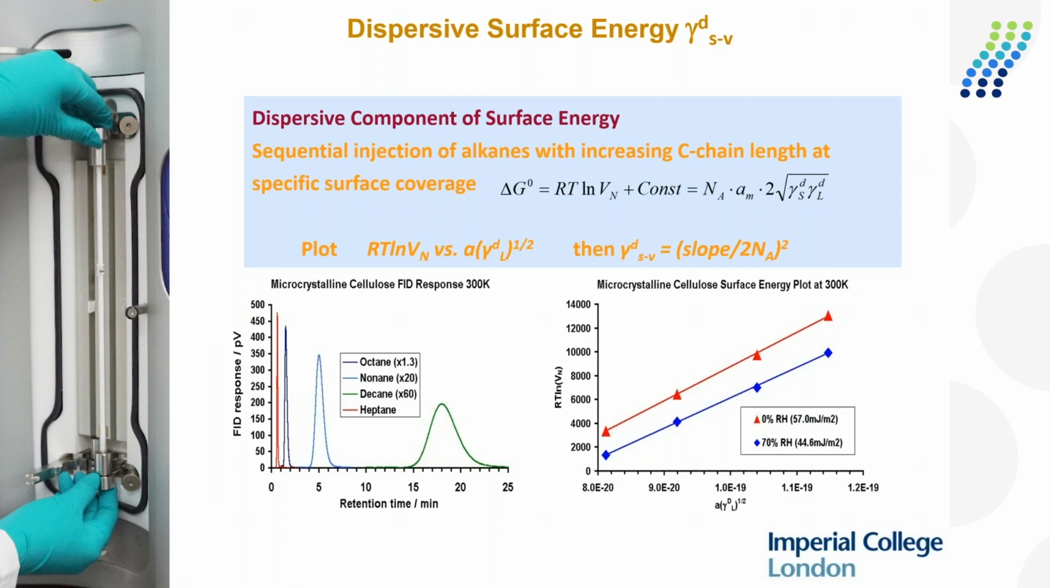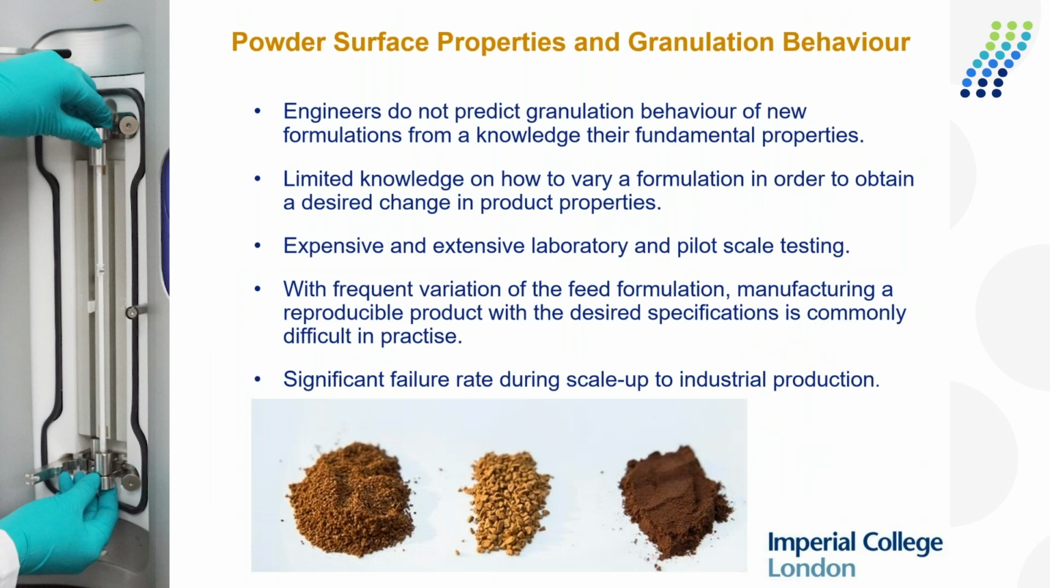So the reality around granulation is that although we'd like to say we can predict granulation behavior fundamentally, the reality is it's quite a trial and error method, and you can end up doing a lot of expensive and quite extensive laboratory and pilot scale testing. So there's a lot of optimization to do, and it can cause quite a lot of scale-up problems. So failure during scale-up, during granulation is sadly a relatively common experience industrially.